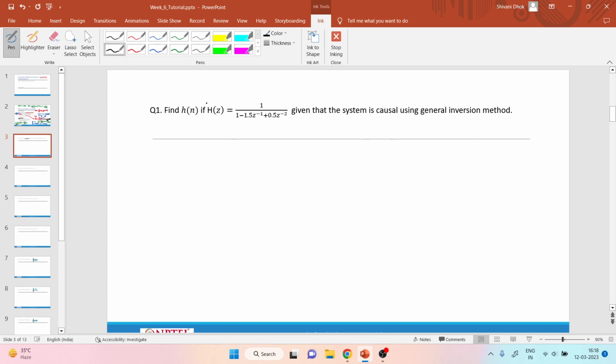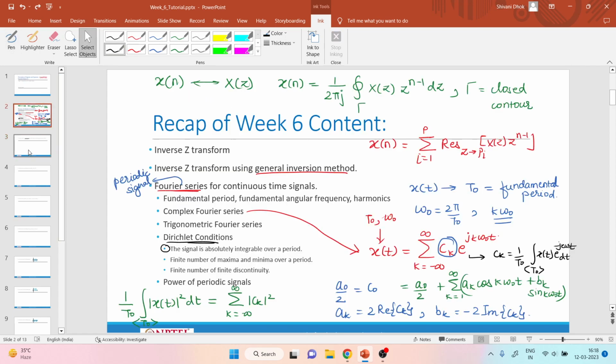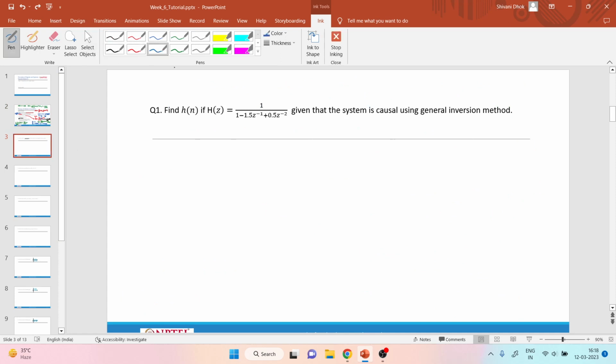In the previous week's tutorial, we had solved this question using the other two methods, that is the power series based method and partial fractions method. Now in this question, we'll use a general inversion method to solve the same question. Let me write this in a simpler form.